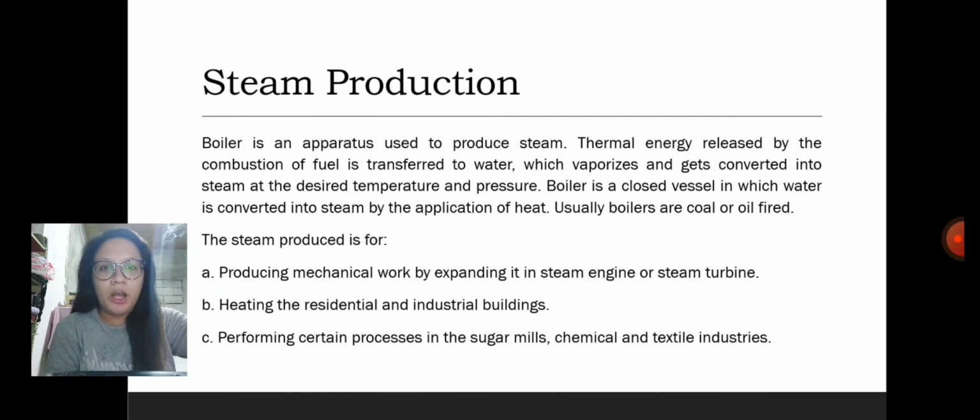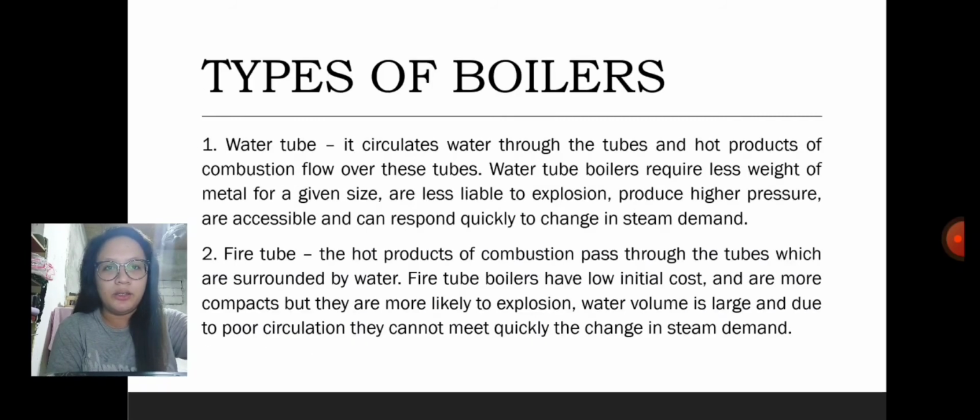Steam production. Boiler is an apparatus used to produce steam. Thermal energy released by the combustion of fuel is transferred to water, which vaporizes and gets converted into steam at the desired temperature and pressure. Boiler is a closed vessel in which water is converted into steam by the application of heat. Usually, boilers are coal or oil fired. The steam produced is used for producing mechanical work by expanding it in a steam engine or steam turbine, heating residential and industrial buildings, and performing certain processes in sugar mills, chemical, and textile industries.